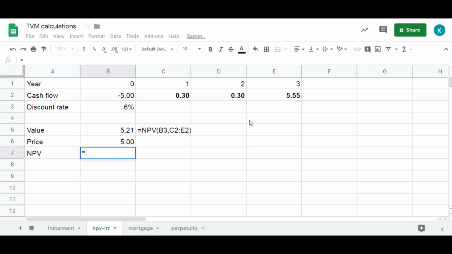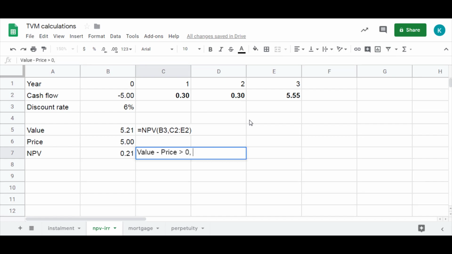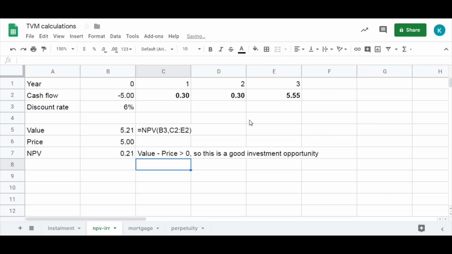So the net present value of this investment opportunity, which essentially is value minus price, is greater than 0. So what you get is worth more than what you want in terms of the 6% rate of return requirement that you put. So this is a good investment opportunity. Now, as mentioned earlier, the 0.21 can be misleading because here 0 means good, 0.21 actually means fantastic, but it doesn't come across that way, does it?